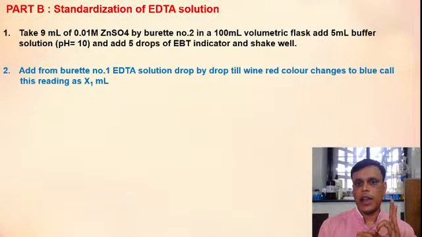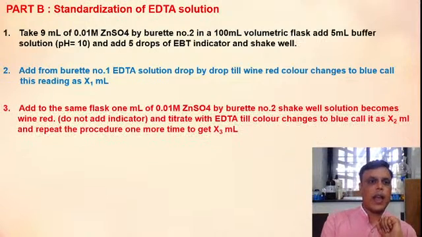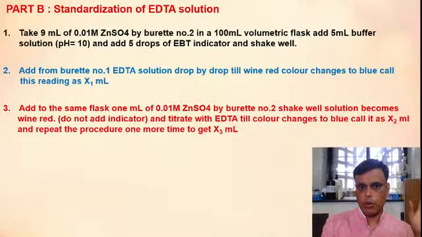That reading, the wine red to blue reading, you have to write as x1 ml. Then next, add to the same flask 1 ml of zinc sulfate solution. Don't throw this solution away.